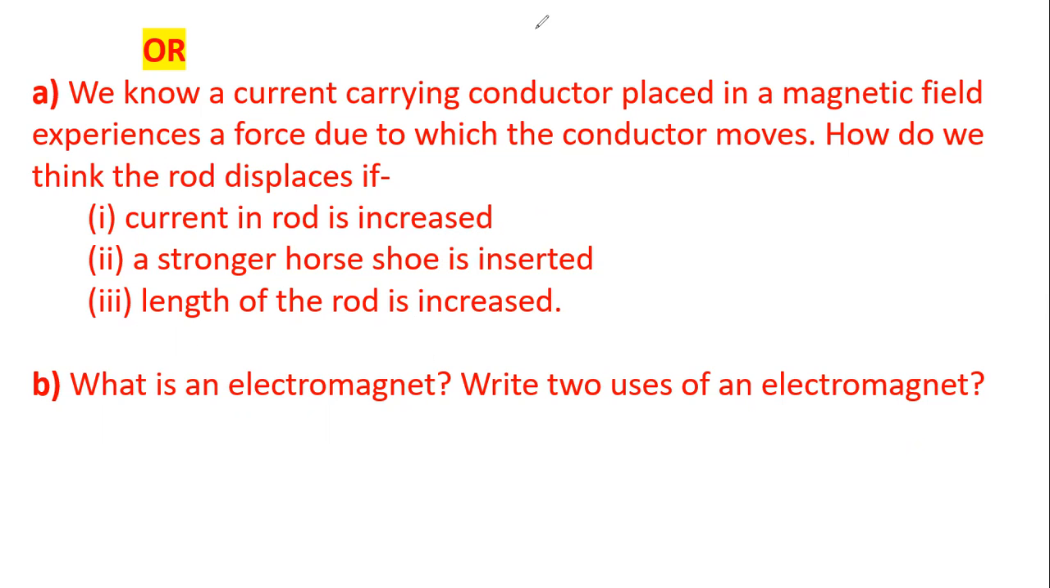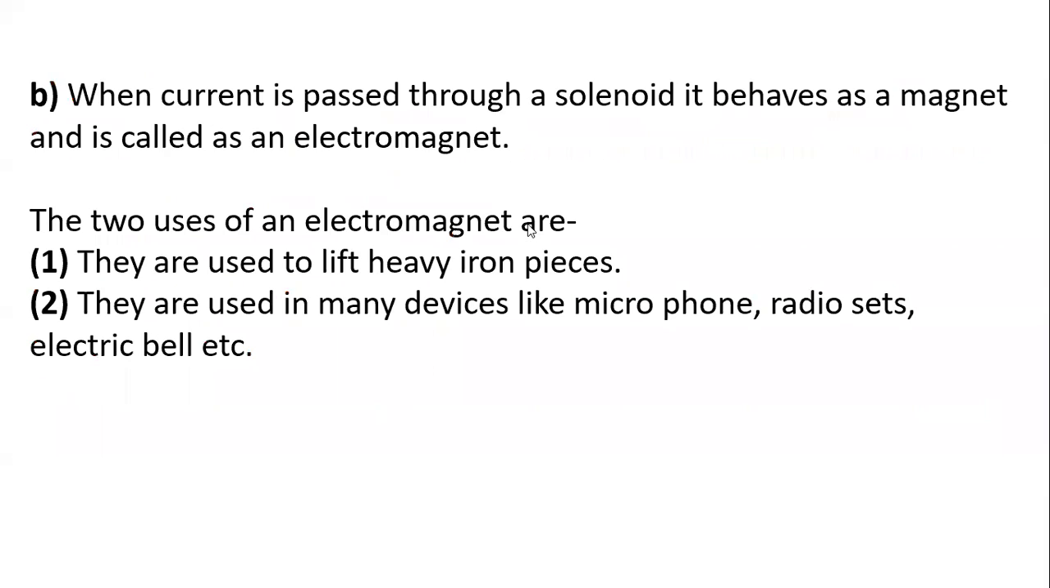A strong electromagnet. What is an electromagnet? Two uses of an electromagnet. Yes, it is a very easy question, right? How can we define it? An electromagnet is nothing but a magnet which forms the magnetic field under the influence of current. See here, when current is passed through a solenoid, it behaves as a magnet. It is called an electromagnet.